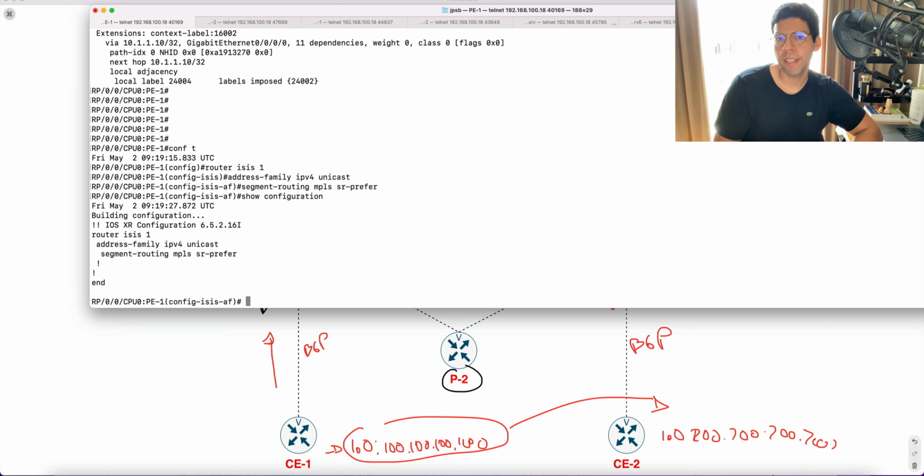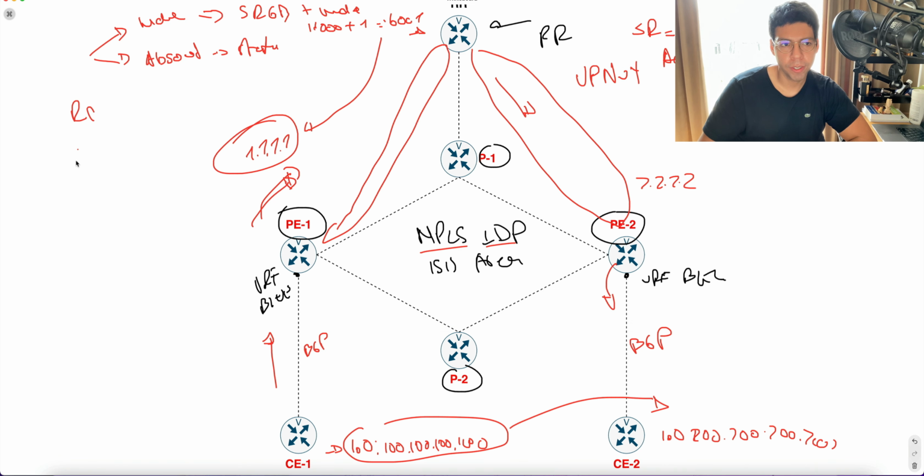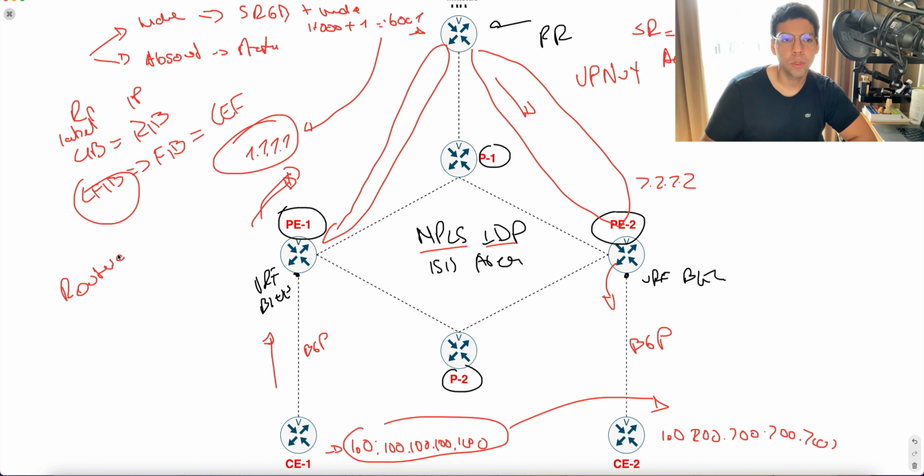If you remember a bit of the labeling and how it works in the device, it contains the LIB, label information base, that is equal to the RIB. Sorry, the LIB is equal to the RIB in the IP world. So this is IP and this is label, and LFIB is equal to FIB in IP. FIB is equal to CEF. Okay, so in order to tell the router to use segment routing for the LFIB, we need to use this command, SR prefer. If not, again, by default we'll use LDP labels.